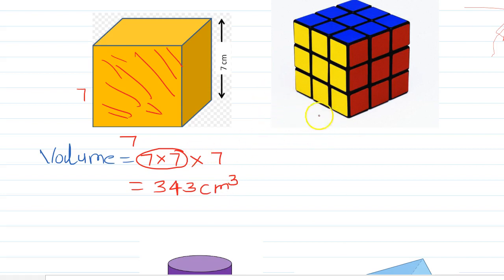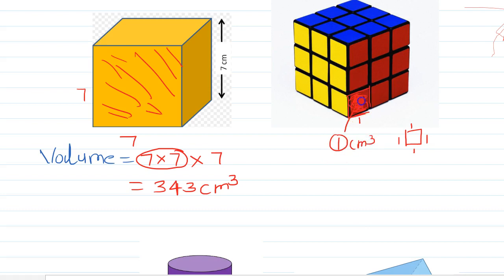Suppose measurement is not given and it is mentioned here, this small cube of length is 1, width is 1 and height is 1. So it is like this, 1, 1, 1. So what will be the volume of this? Again, length times width times height. So 1 times 1 times 1. So this volume will be 1 centimeter cube.